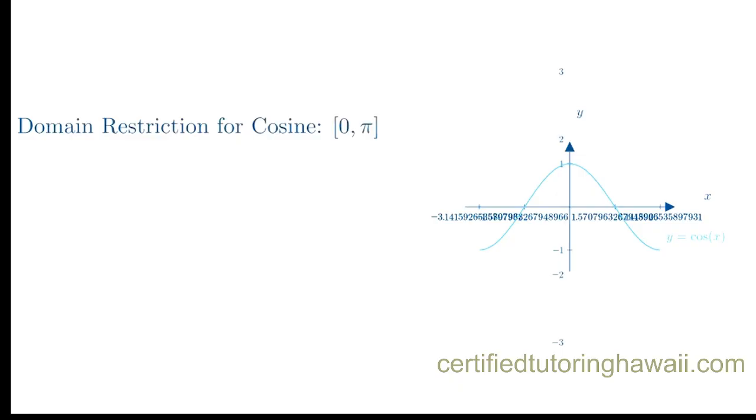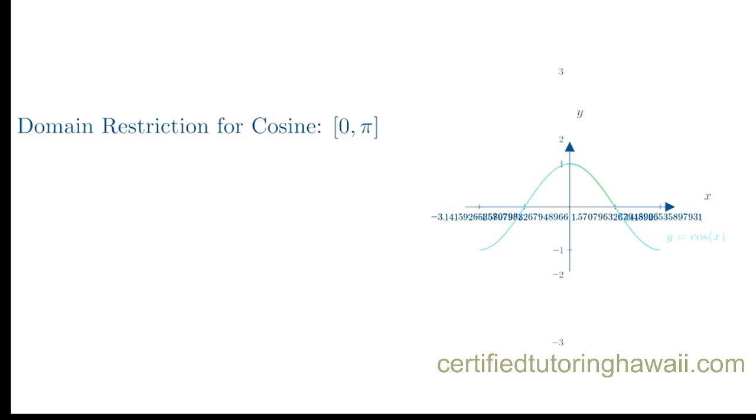First, here's the graph of y equals cosine of x. Just like sine, it's periodic and fails the horizontal line test. We need to restrict its domain to an interval where it becomes 1 to 1. The standard restriction for cosine is the interval from 0 to pi. So, we restrict the domain of the cosine function to the closed interval from 0 to pi. Let's see what that looks like on the graph.